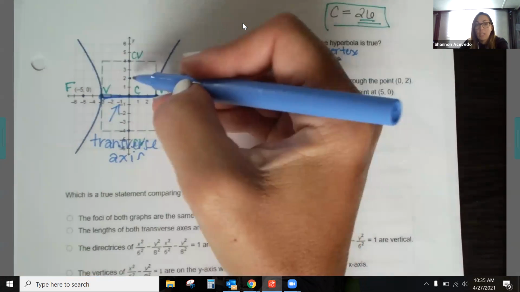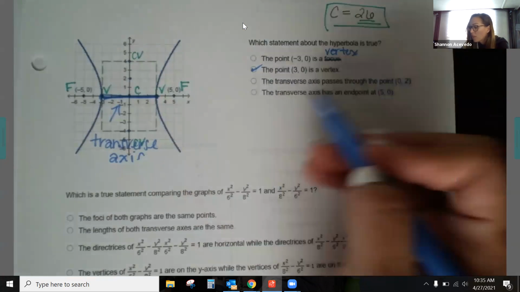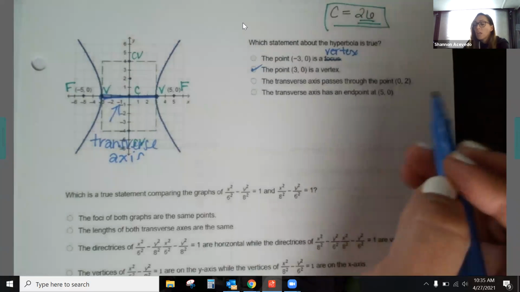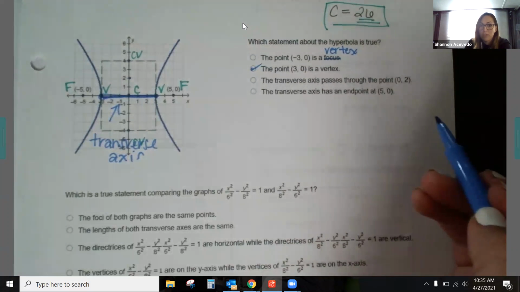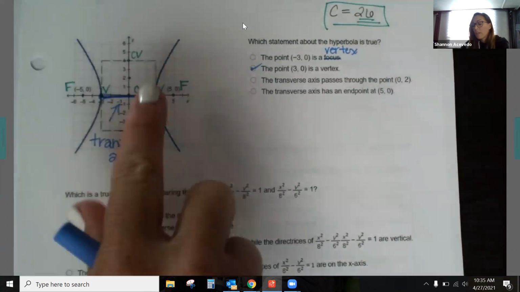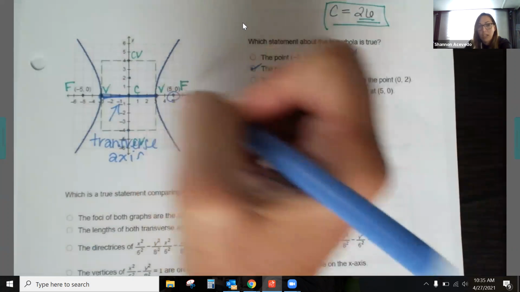So that's gone, your co-vertex piece. That's not correct. And then the transverse axis has an endpoint of (5, 0). So this one's kind of tricky. When we talk about the transverse axis, we talk about it going across, but it's actually only connecting vertex to vertex. And this point (5, 0) is my focus, which is right there.